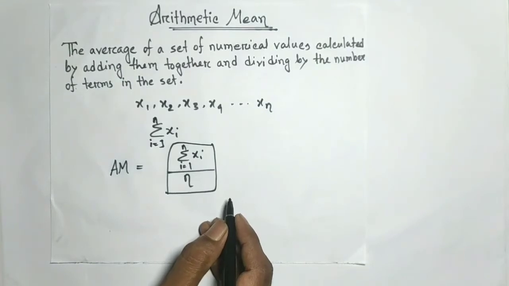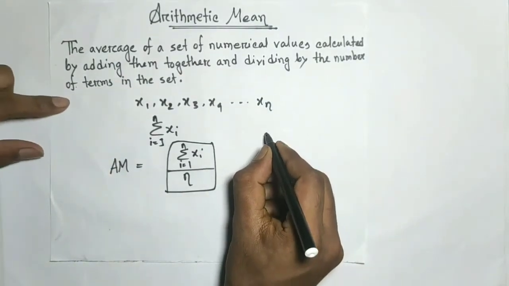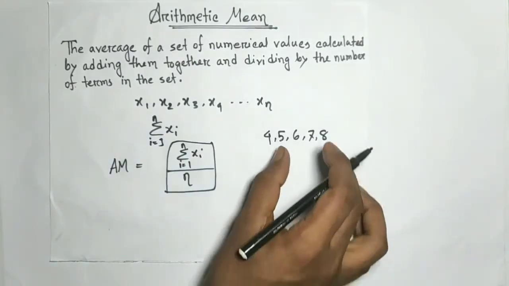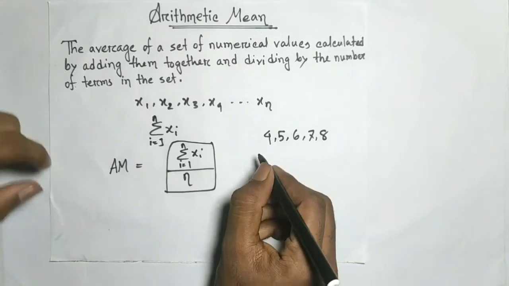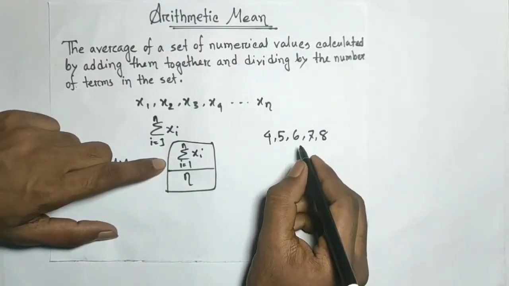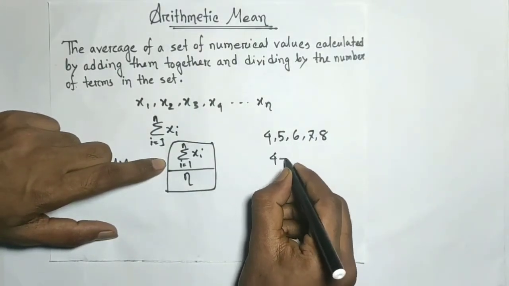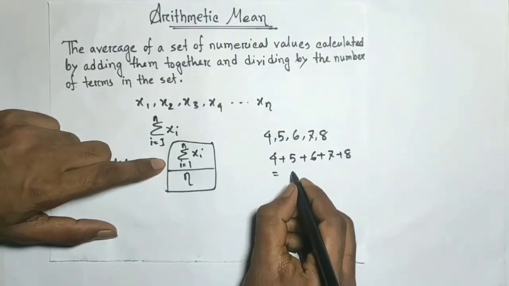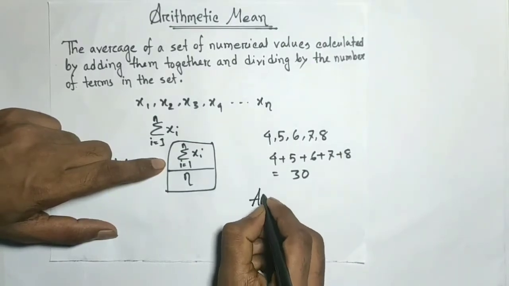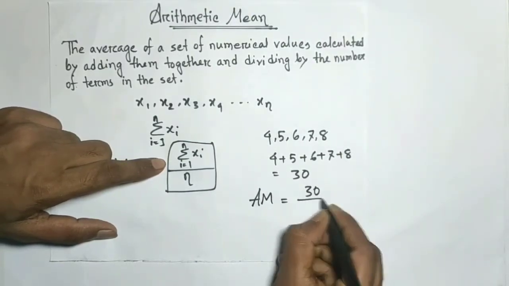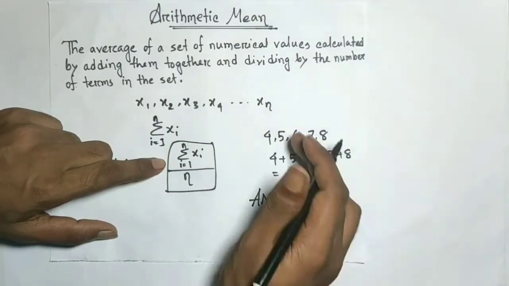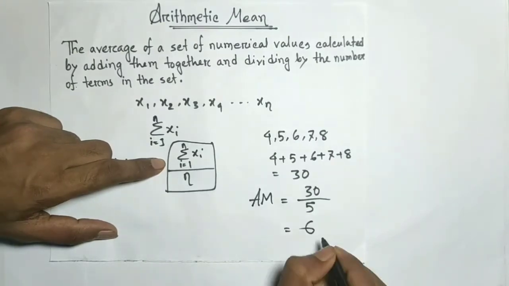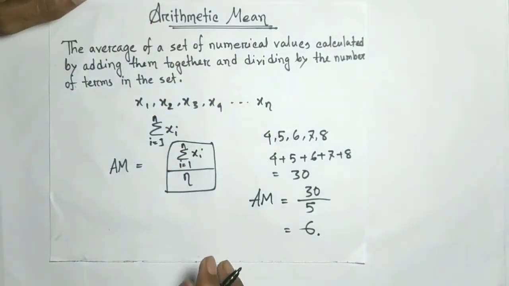Let's take a simple example: we have raw data 4, 5, 6, 7, 8. How can we find the arithmetic mean of this data? According to the formula, I have to find the summation of this data, that is 4 plus 5 plus 6 plus 7 plus 8, which is equal to 30. So the arithmetic mean AM is equal to 30 divided by the total number of observations, that is 5. So the arithmetic mean is 30 divided by 5, which is 6. This is the arithmetic mean of this raw or individual data.